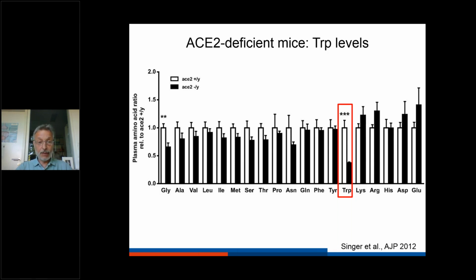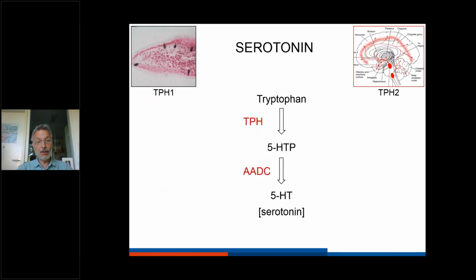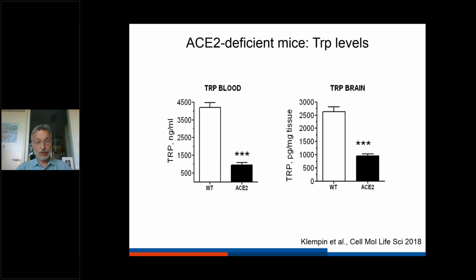And when we saw that, we immediately got the idea what happens with another very important molecule in ACE2 knockout mice, which depends on the presence of tryptophan, which is serotonin. So serotonin, as you may know, is produced by two hydroxylase enzymes, one in the gut, one in the brain, TPH1 and TPH2, and both produce an intermediate, which then is further processed to the final 5-HT, the final serotonin.